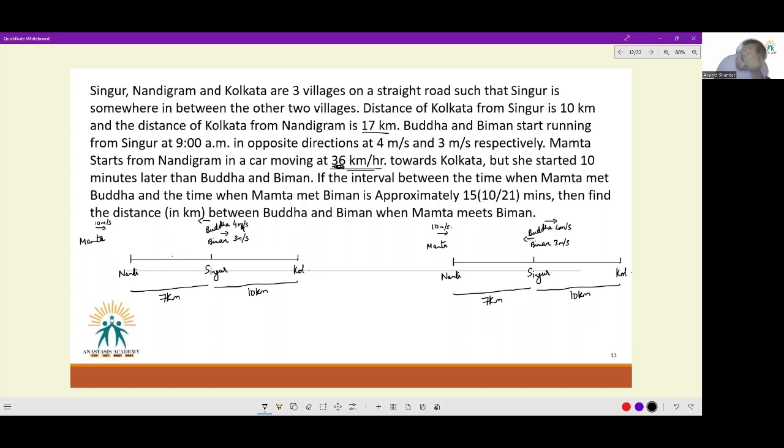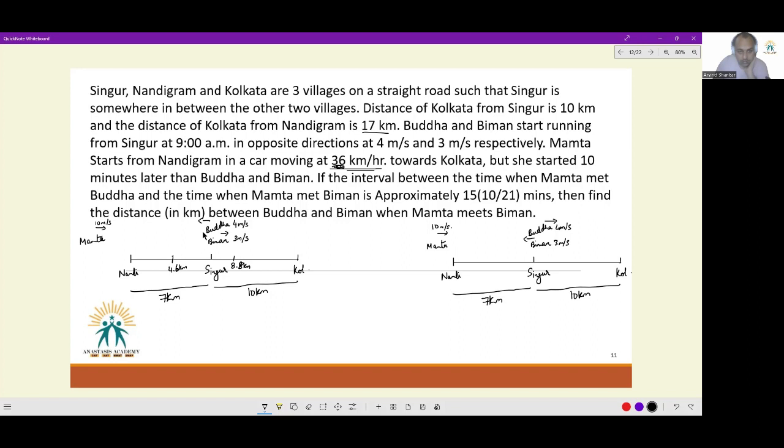In 10 minutes, at 4 meters per second, in 1 minute he would travel 240 meters. 240 into 10, he would travel 2400 meters, so 7 minus 2.4 is 4.6. He would be at the 4.6 kilometer mark. Well, this fellow, 3 into 60 is 180, 180 into 10 is 1.8 kilometers. So 1.8 further than 7, you would be at the 8.8 kilometer mark.